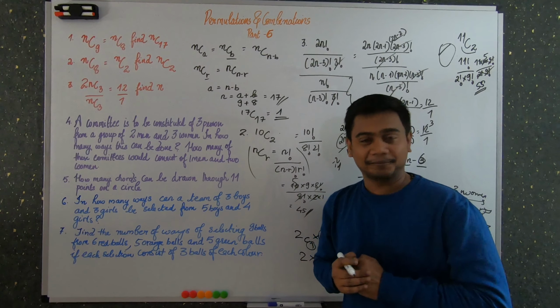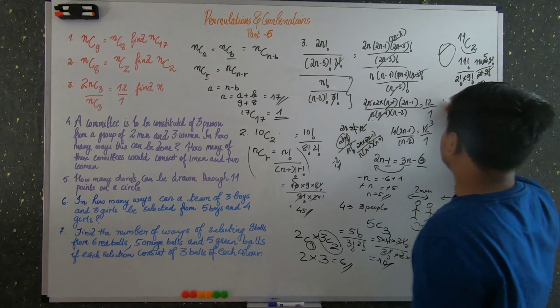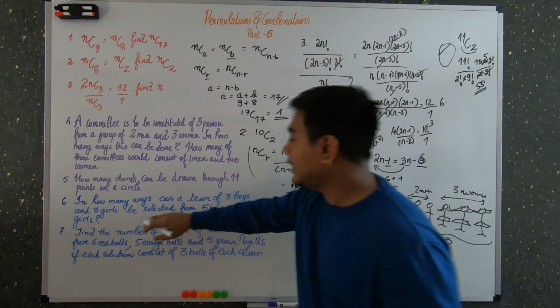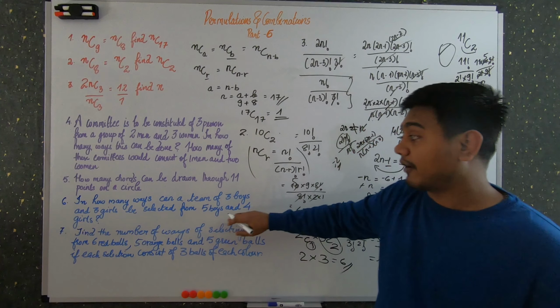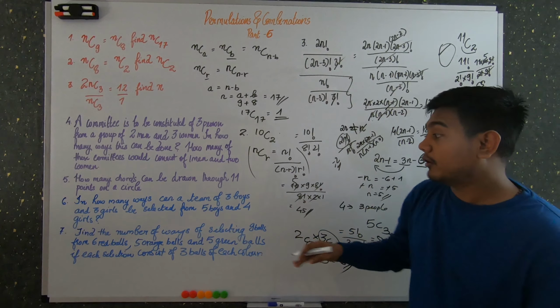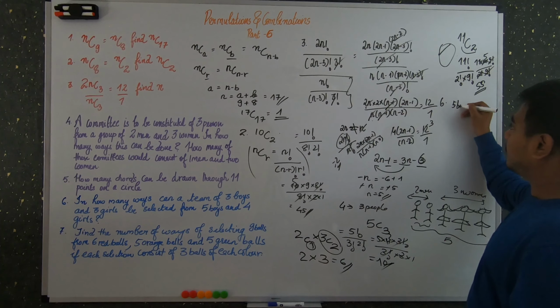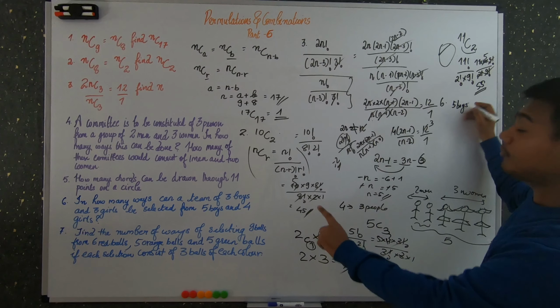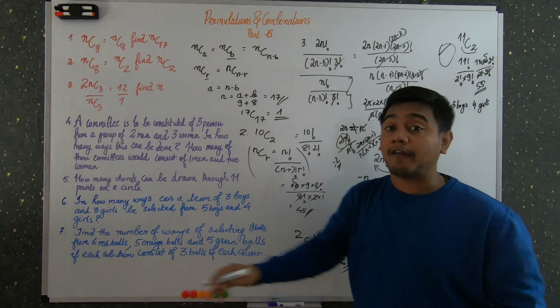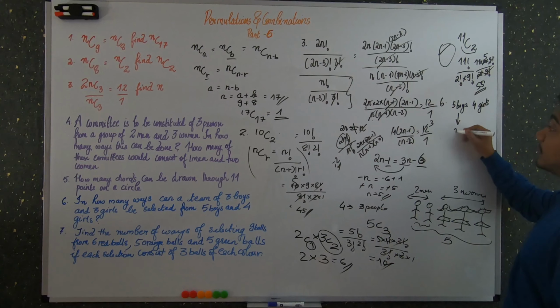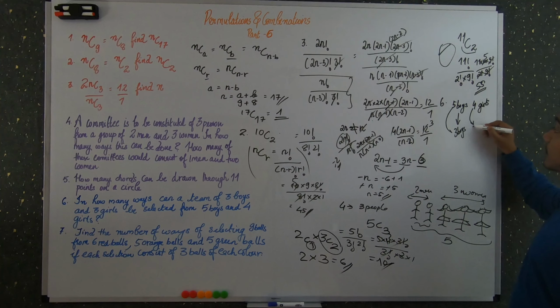I hope it's clear. Okay, and now let's discuss the sixth problem. How many ways can a team of 3 boys and 3 girls be selected from 5 boys and 4 girls? So, we have to select from these 5 boys 3 boys. So, in this team, there should be 3 boys selected from 5 boys. And from 4 girls, you have to again select 3 girls.